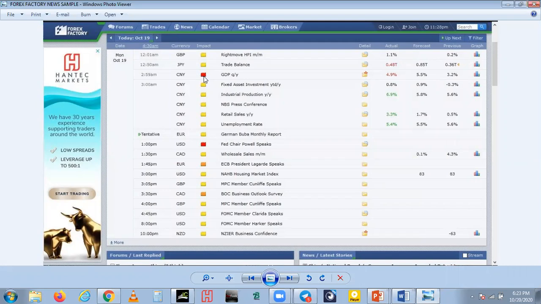It could move rapidly. So around 3 a.m. it's not low impact, and then this one, euro tentative. Tentative means they're not sure about the time yet, so they just say tentative. Around this time, just watch out for euro low impact, a German Bundesbank monthly report. So this one now, USD at 1 p.m., you can see Fed chair Powell speaks.